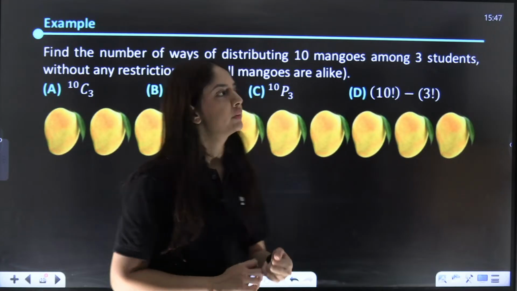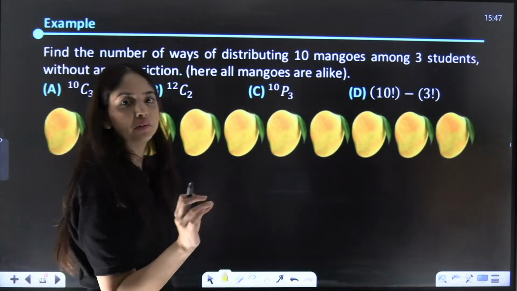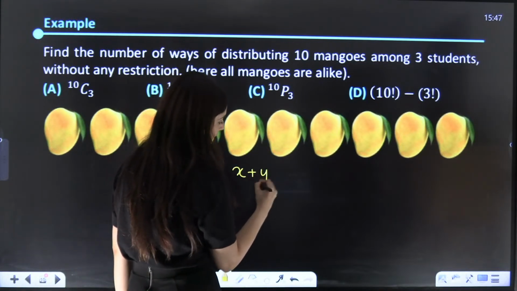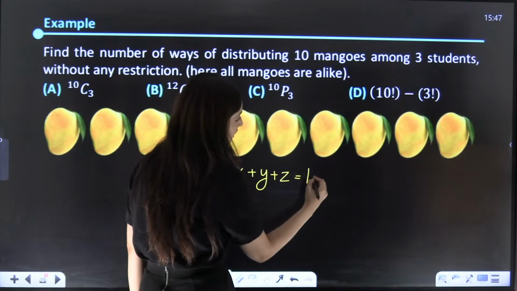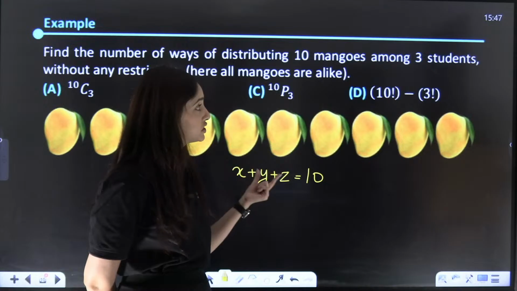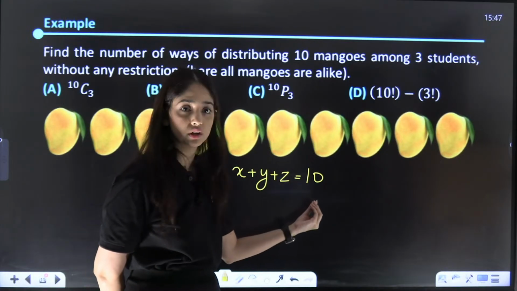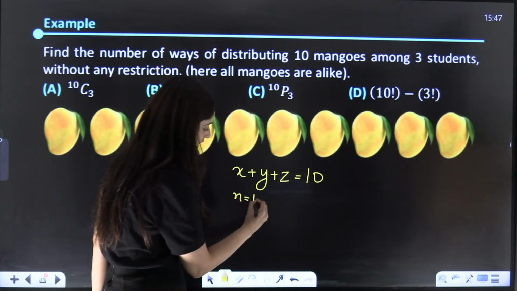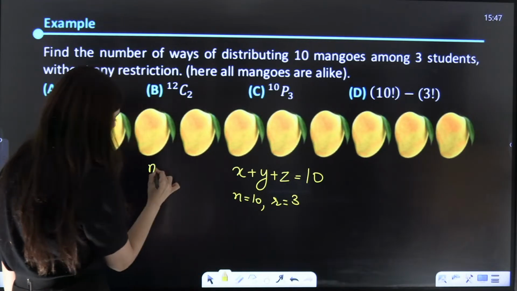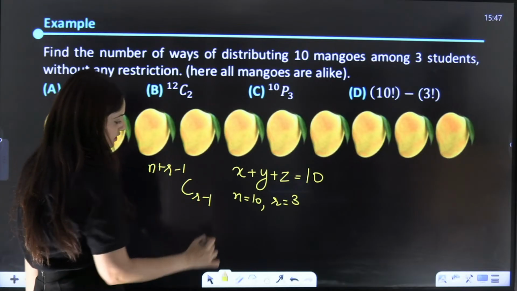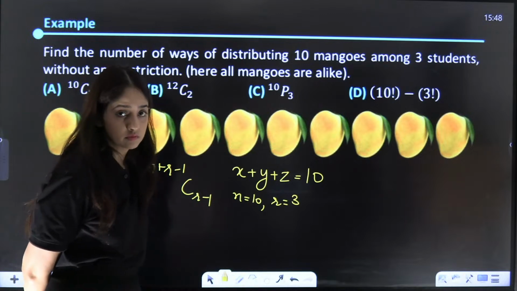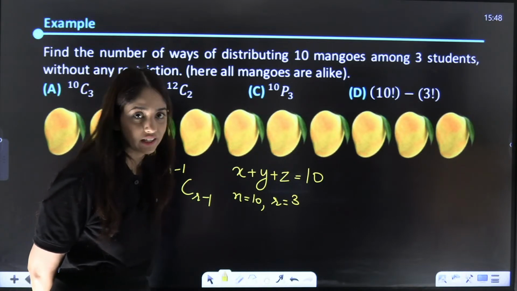What do we have to do? We have to distribute 10 mangoes among 3 students. That means we need x plus y plus z is equal to 10. Right? Now, we have to distribute this among 3 students. So, this is our equation. What is n? 10. What is r? 3. What is the formula? n plus r minus 1 C r minus 1. So the correct answer becomes, thank you, B.